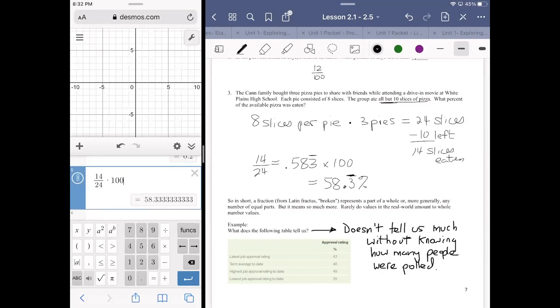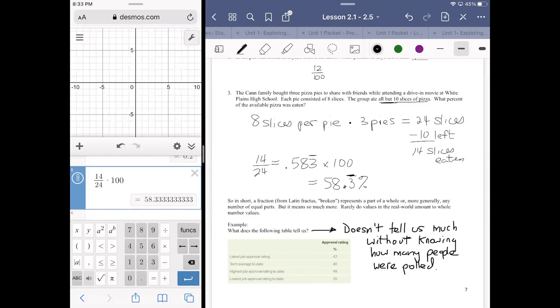But you look at that and you say, well, 58.3% of the pizza, you tell me it's one pie. All right, a little bit more than four slices. Three pies, around 14 slices. One slice, that's a little bit more than half of a slice. It all depends on how many slices were available.